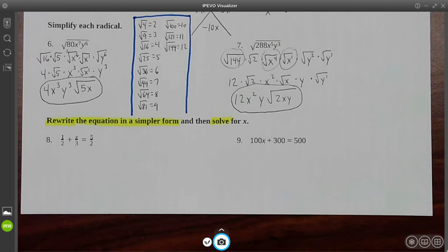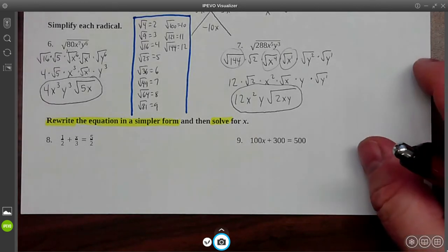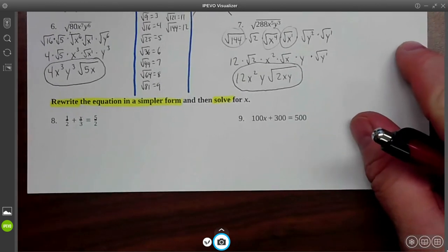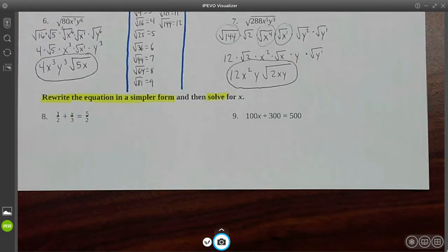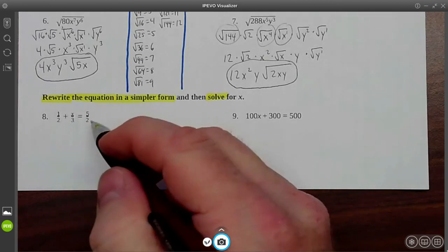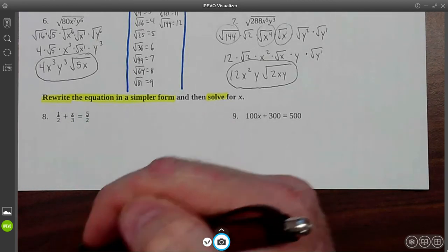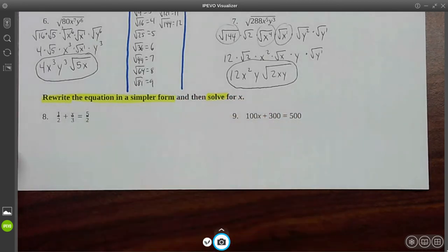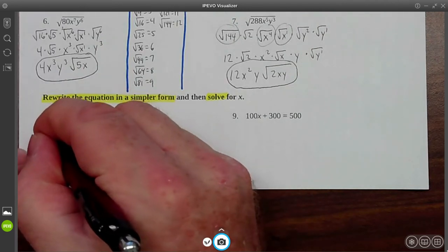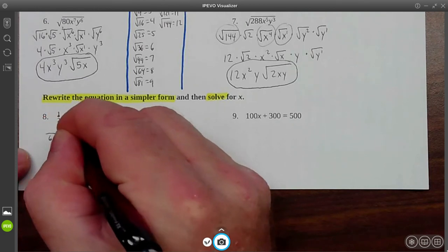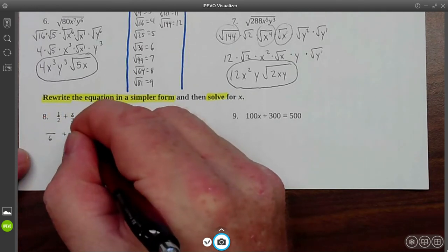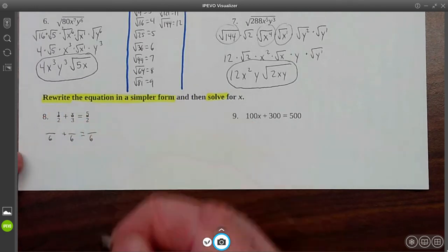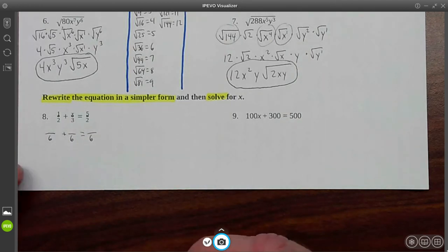And that brings us to the last two on the page. So this one says, rewrite the equation in a simpler form and then solve for x. They have some fractions here. So what we're going to do is change them all so they have the same denominator. The denominator of 6 will work because there's a 2 and a 3. So I'm going to change them all to sixths.